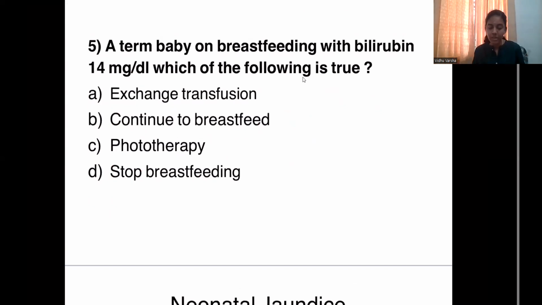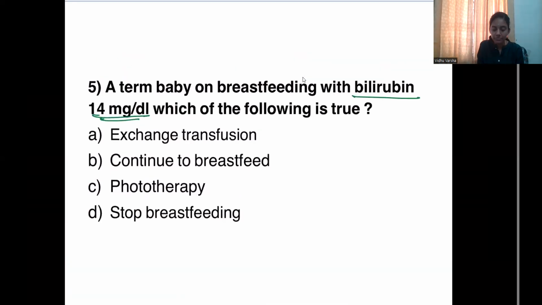Here, a term baby on breastfeeding with a bilirubin of 14 milligram per deciliter. Which of the following is true or which can you give? A is exchange transfusion, B is continue breastfeeding, C is phototherapy, and D is stop breastfeeding. This is a term child, right? So the term baby can normally have a physiological jaundice, so you will not give exchange transfusion.